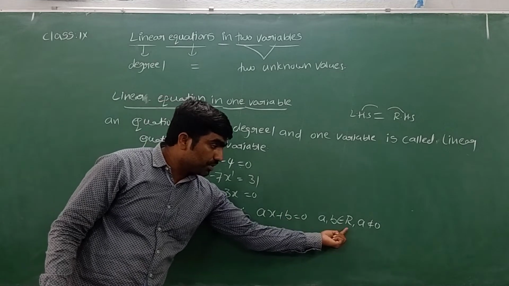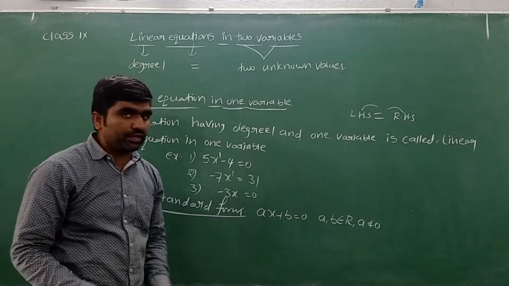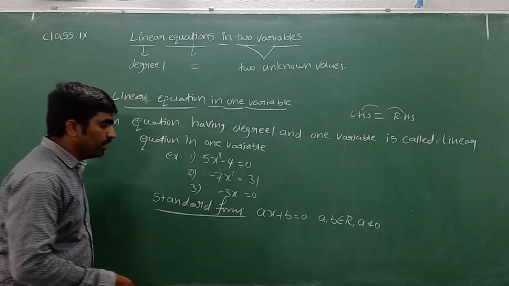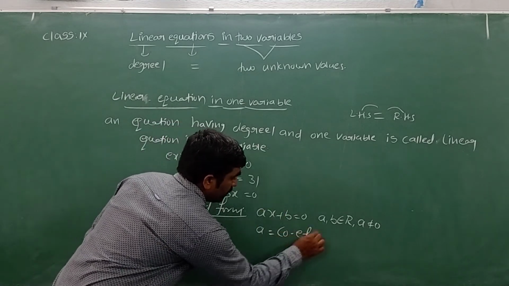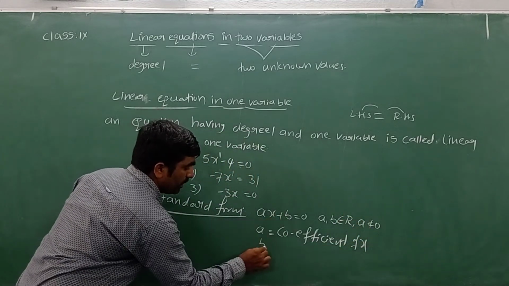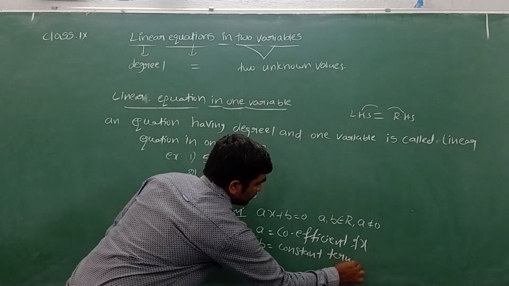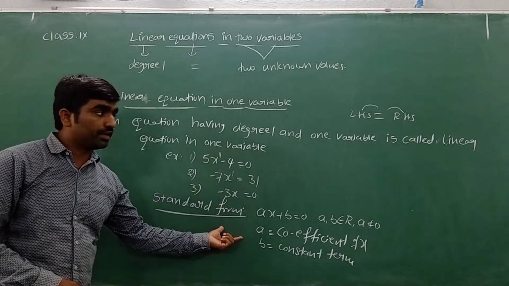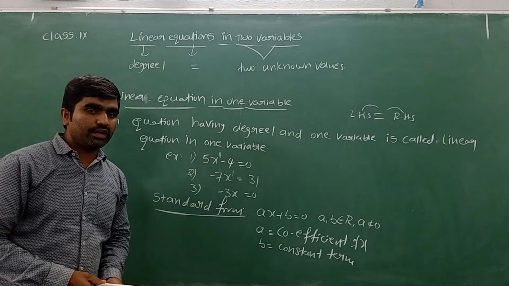Sir, can we take b is equal to 0? Yes, the b value is any real number, positive, negative or 0. You can take any real number in the place of b. This is the standard form of a linear equation in one variable. Here a is the coefficient of x, and b is the constant. This is about what a linear equation in one variable is and what the standard form is. An equation having degree 1 with one variable is called a linear equation in one variable.